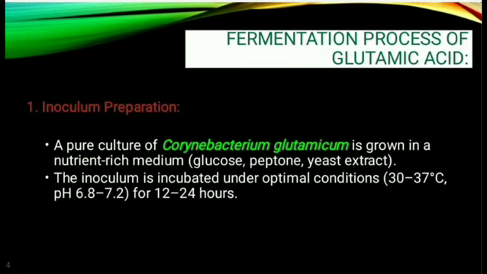Now about its fermentation process. First, inoculum preparation. A pure culture of Corynebacterium glutamicum is grown in a nutrient-rich medium which contains glucose, peptone, and yeast extract. The inoculum is incubated under optimal conditions, which are 30 to 37 degrees Celsius, pH 6.8 to 7.2, for 12 to 24 hours.